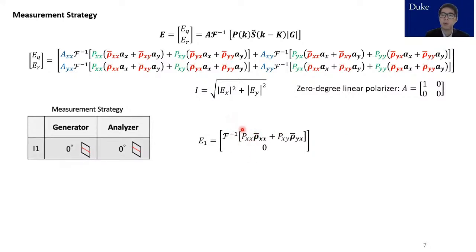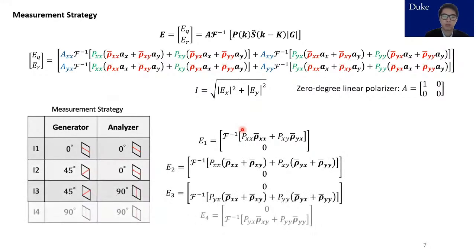If we want to solve a 2x2 complex matrix, we need at least 4 equations. Therefore, we choose 4 different combinations of generator and analyzer, which provide us 4 different equations. Also, having a 0 in the vector helps us do the incoherent summation and makes it clearer. So that's why we choose 4 equations to solve for the sample and the pupil, which is the imaging aberrations here. So how do we solve that?